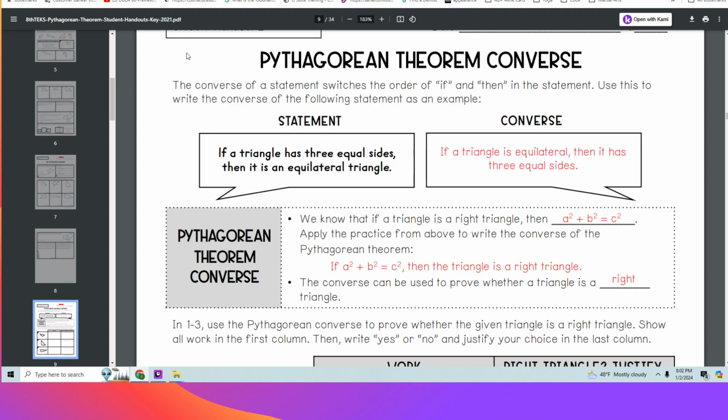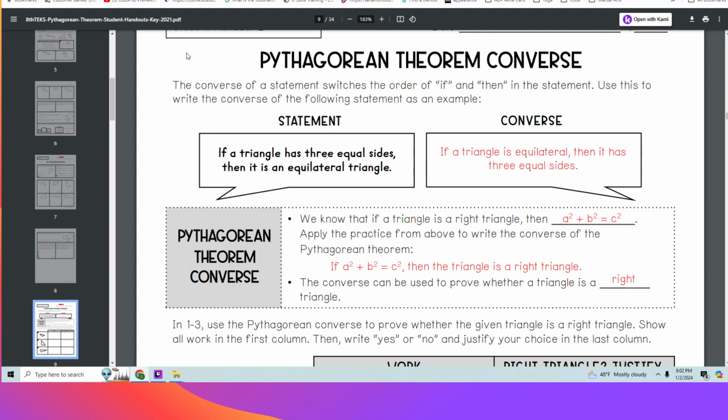Today we're going to be learning about the converse of the Pythagorean theorem. So the converse of a statement switches the order of if and then in the statement. Use this to write the converse of the following statement as an example.